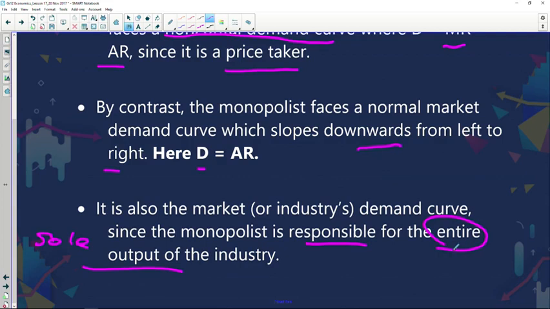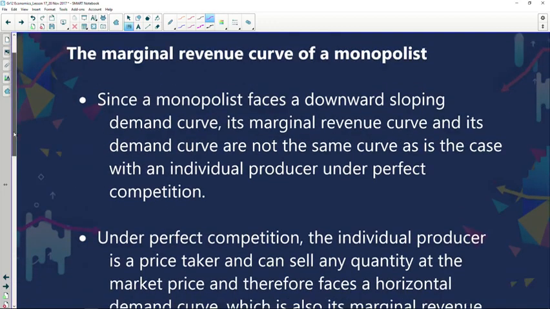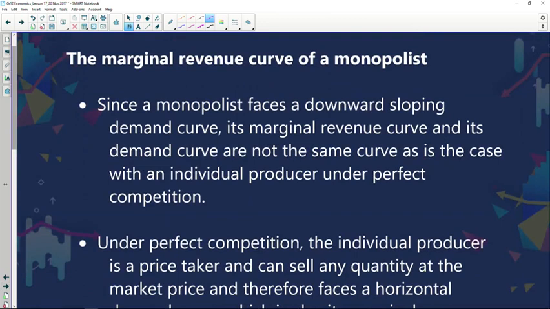Okay, all right, so now we will look at how the slope looks. We see there that it goes downwards, from left to right, and so we'll look at that because now we are looking at the price taker in terms of demand. So let's have a look at our graph, but first let's get more details. The marginal revenue curve of a monopolist: since a monopolist faces a downward sloping demand curve, its marginal revenue curve and its demand curve are not the same curve, as is the case with the individual producer under perfect competition.